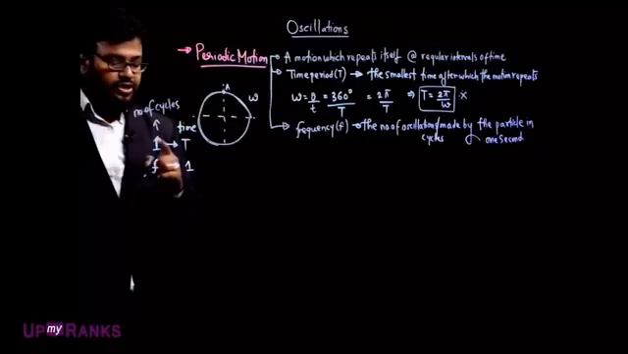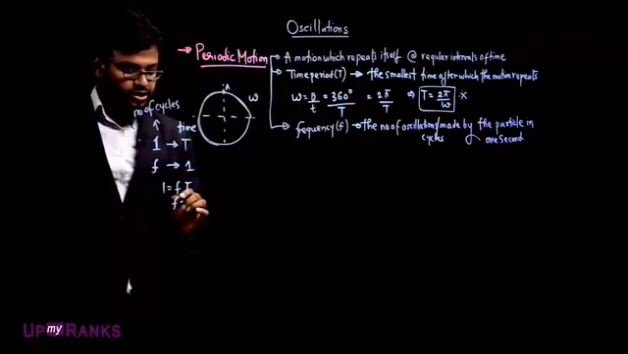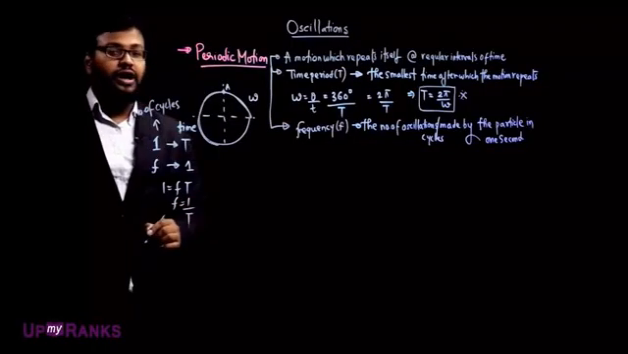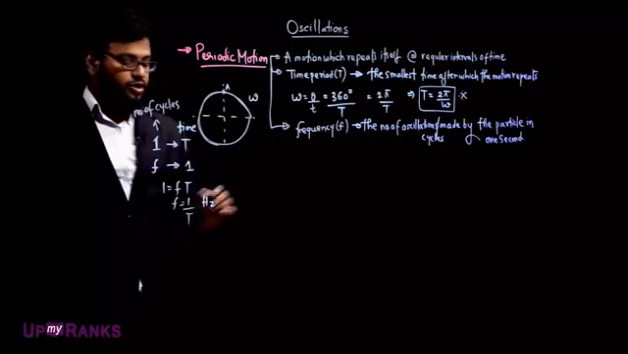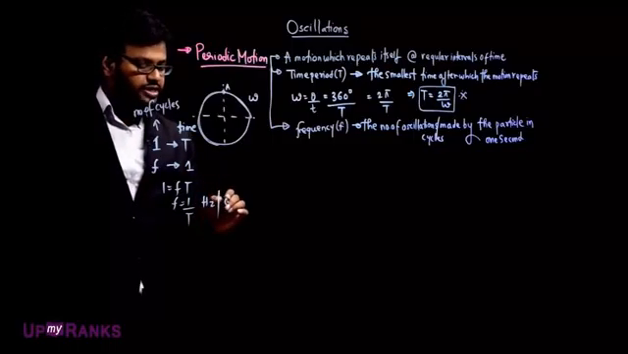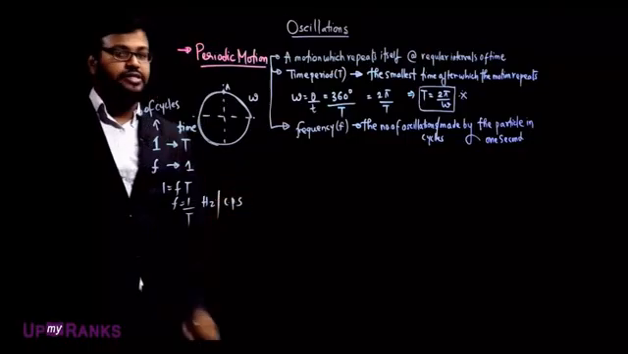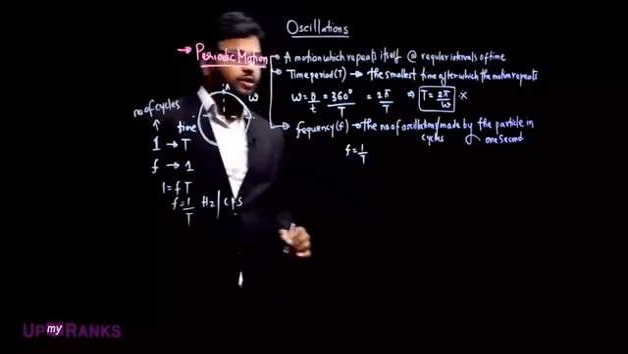So cross multiply, what do you get? 1 into 1 is 1, that is equal to F into T. So I get F is equal to 1 divided by T. And what is the unit of frequency? The SI unit of frequency is hertz, or since it is the number of cycles made per second, it can also be called cycles per second, that is CPS. So from here F is equal to 1 by T.